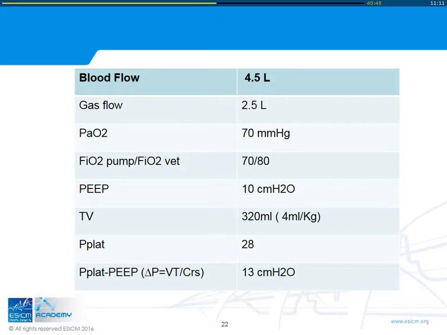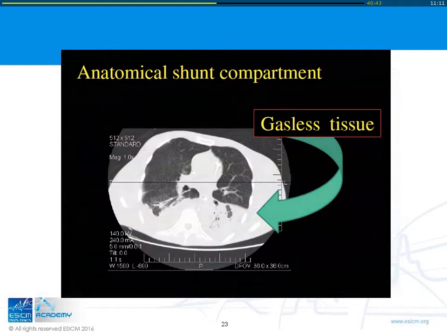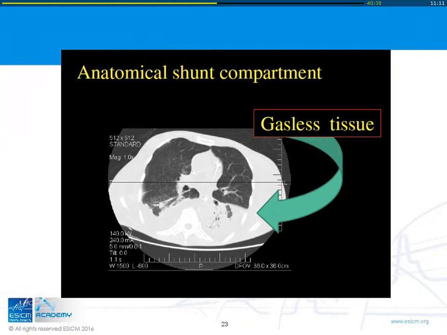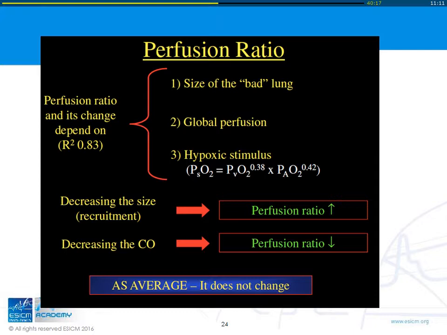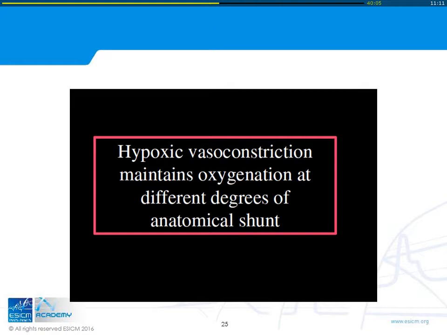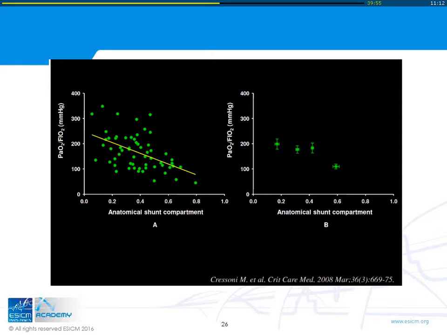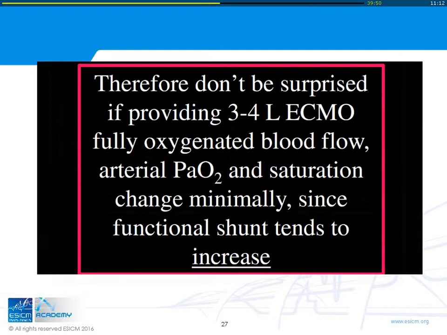Well, the other point that I want to make is that something that we may expect not being as efficient as other mechanisms in oxygenating the patient may be due to a physiological reason. We know that we do have an anatomical shunt, and we do have a ventilation perfusion ratio. And this is largely related to the size of the lung that is compromised, the global perfusion, and the hypoxic stimulus. What happens when we apply the ECMO? That we remove the hypoxic vasoconstriction. So one of the reasons why we may not have the improvement we expected by using ECMO is that we are removing the vasoconstriction, and in a way or another, you increase the shunt level.